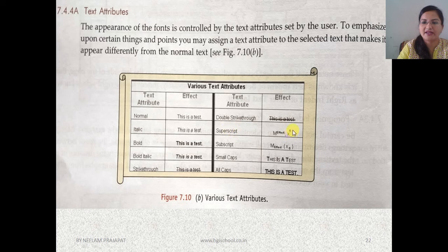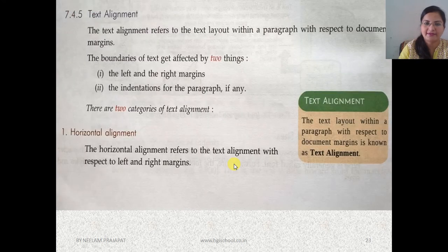Superscript, the text slightly above the line. Subscript, text slightly below the line. And small caps: all letters are in capitals, but the first letter will be larger than the other letters of the word. Now all caps means all in capital letters. So these are all text attributes.